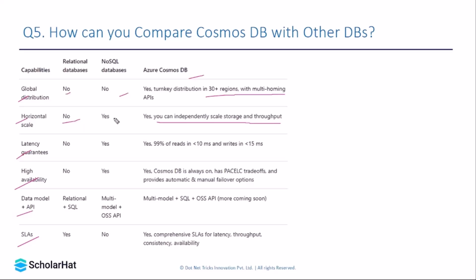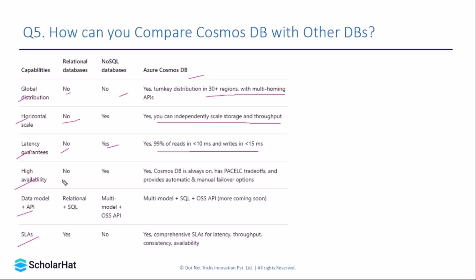Though NoSQL databases can also scale horizontally. If you talk about latency guarantees, Cosmos DB provides this: 99% of reads would be less than 10 milliseconds and writes would be less than 15 milliseconds. So whenever you read some data from Cosmos DB, 99% of the time you will get a response in less than 10 milliseconds. Whereas if you write something in Cosmos DB, 99% of the time it would be written in less than 15 milliseconds. Such kind of latency is not guaranteed in an RDBMS, while NoSQL provides such offerings as well.